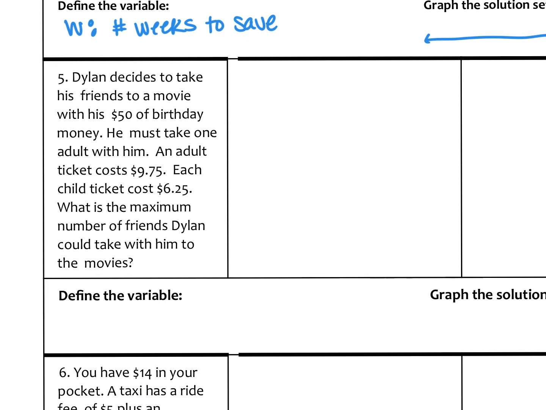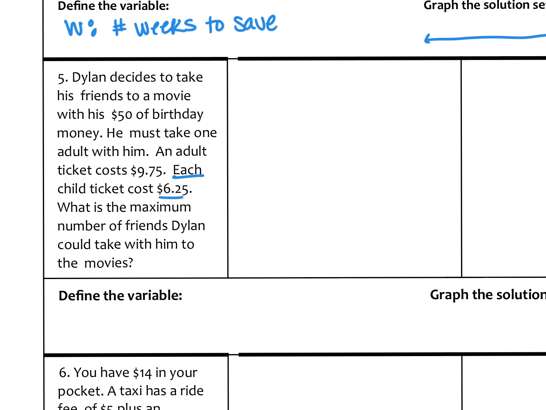Dylan decides to take his friends to a movie with his $50 of birthday money. He must take one adult with him. An adult ticket costs $9.75, and each child ticket costs $6.25. What's the maximum number of friends Dylan can take with him to the movies? Okay, he only has $50. He can spend only up to $50. He could spend less, but that is the absolute most that he can spend.